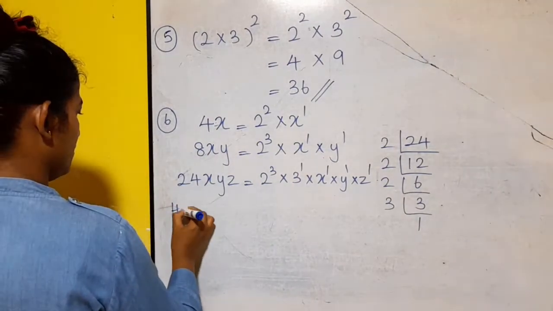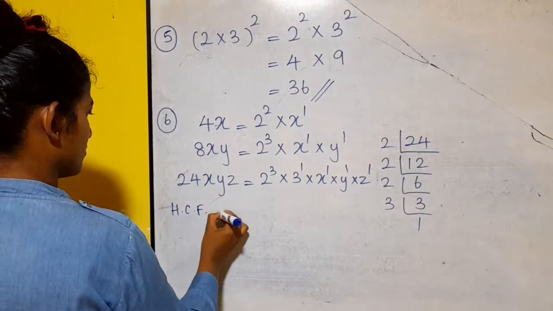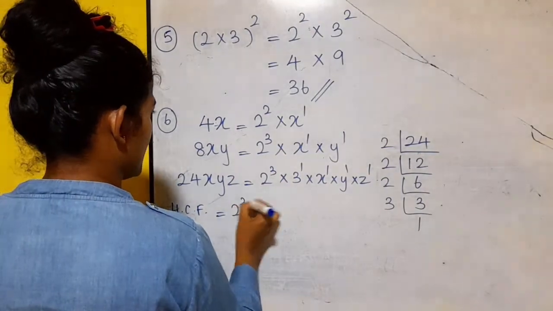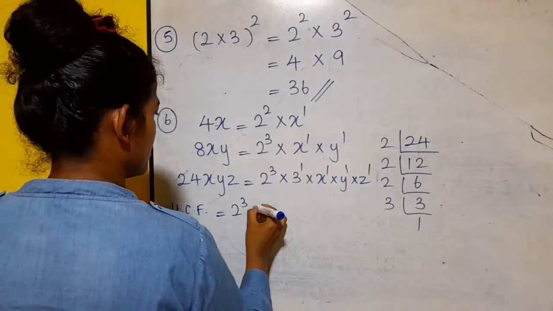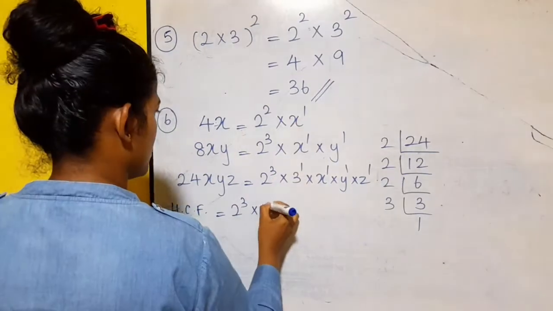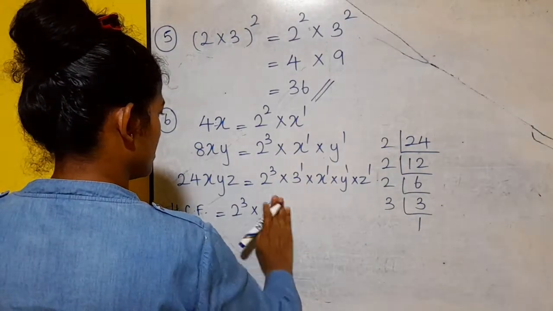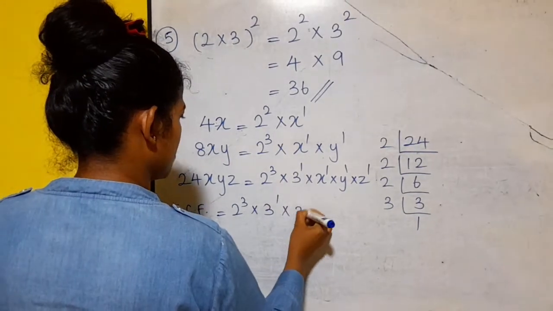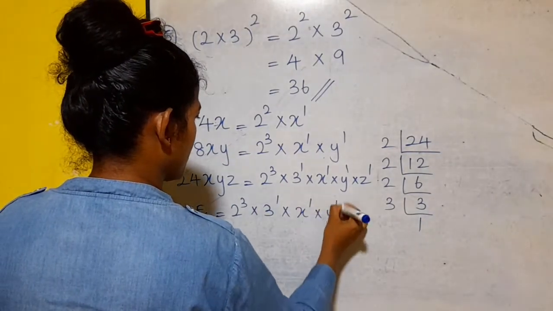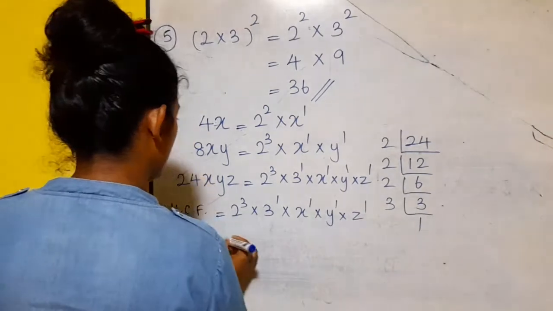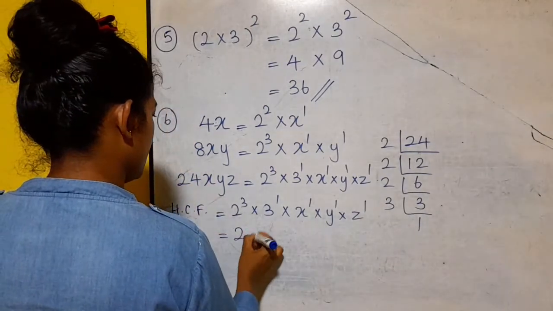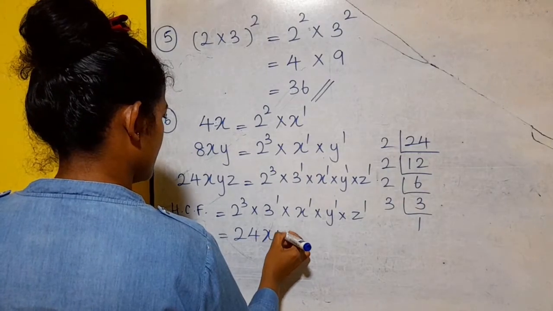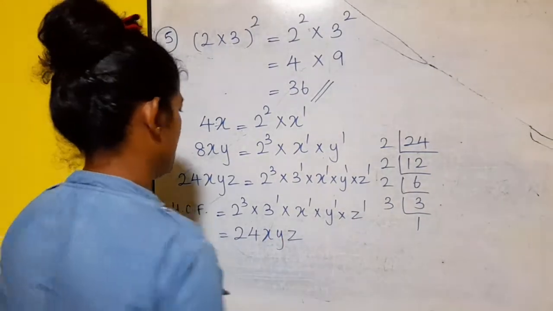So HCF is equal to 2 to the power 3. We are taking the highest power. Then x to the power 1, sorry, there's 3 here. 3 to the power 1, x to the power 1, y to the power 1, z to the power 1. That is 24xyz. That is the answer.